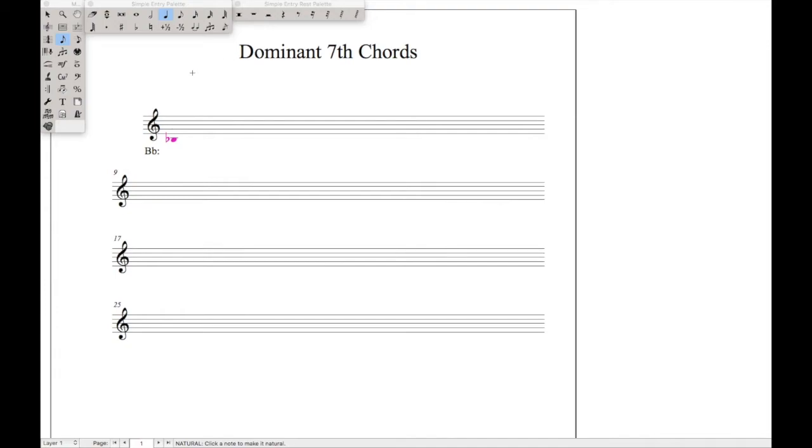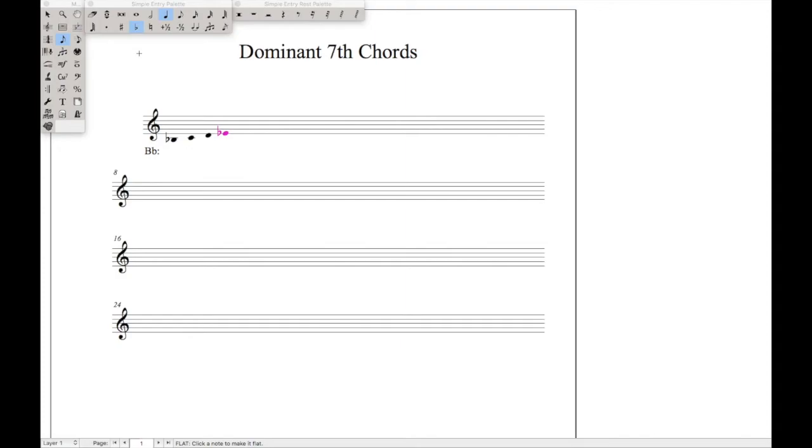So if I'm in B flat, that means B flat is 1. The 2nd note of a B flat major scale is C. So there's a C, moving right along. The 3rd note would be D. So far I have B flat, C, D. And I know that the 4th note is going to be E flat, because I know my key signature for B flat major is B flat and E flat. So far so good. I've got 4 notes: B flat, C, D, E flat.